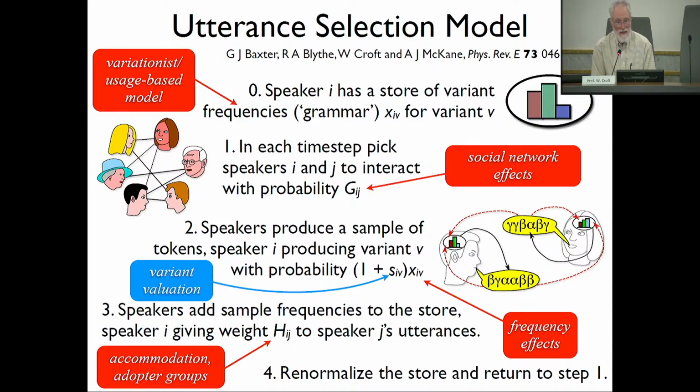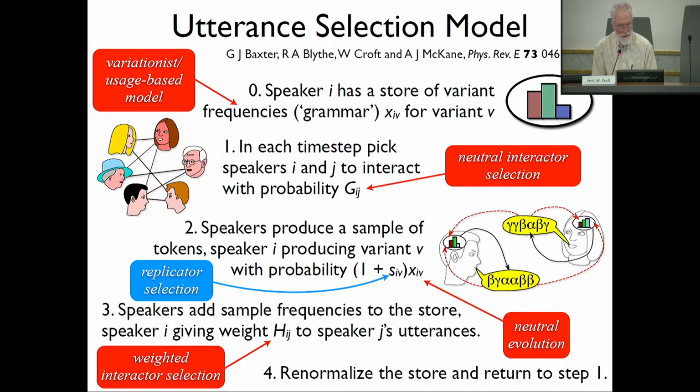And it's a rather complicated process, as you see, dependent on social interaction effects, variant valuation, frequency effects, and accommodation or adopter group phenomena. So using the terminology that I've given you, these are all different kinds of selection: neutral interactor selection, replicator selection, weighted interactor selection, and then neutral evolution, where there's no selection proceeding. So that's the basic model.